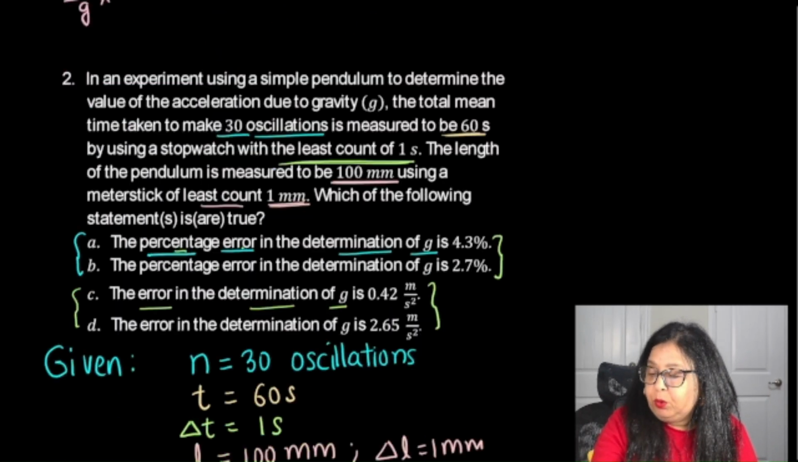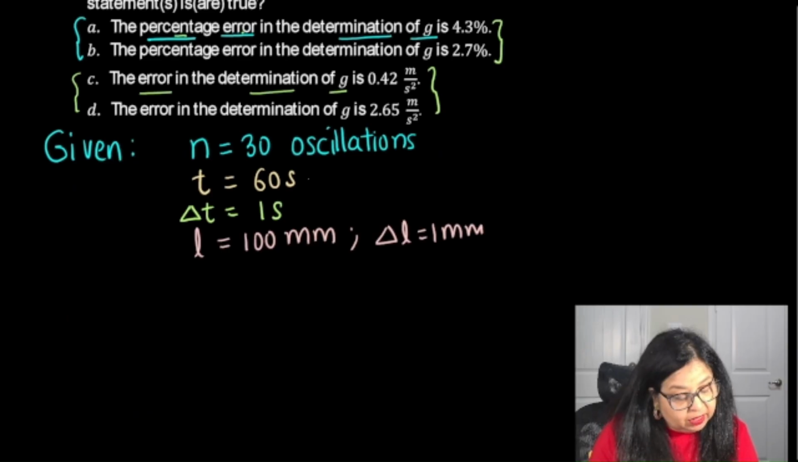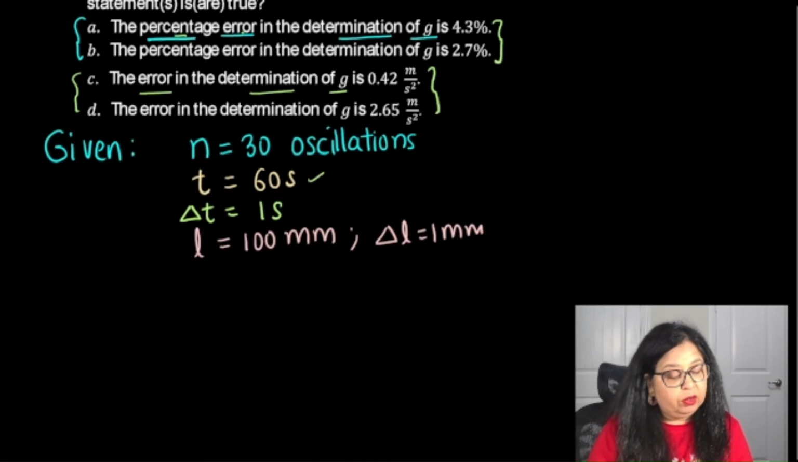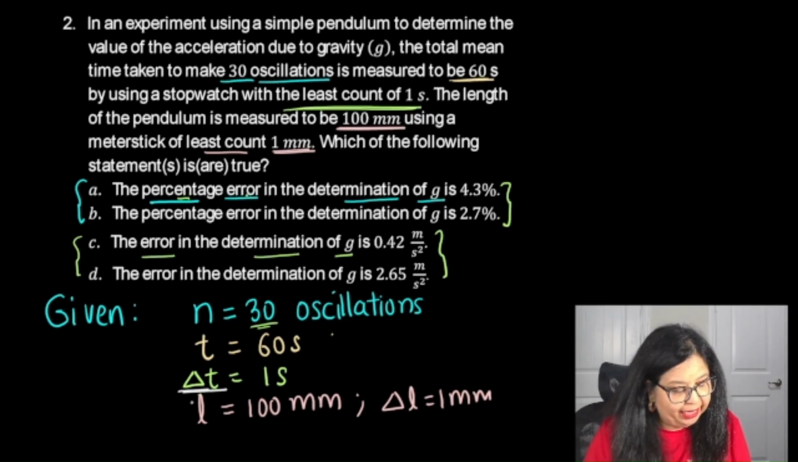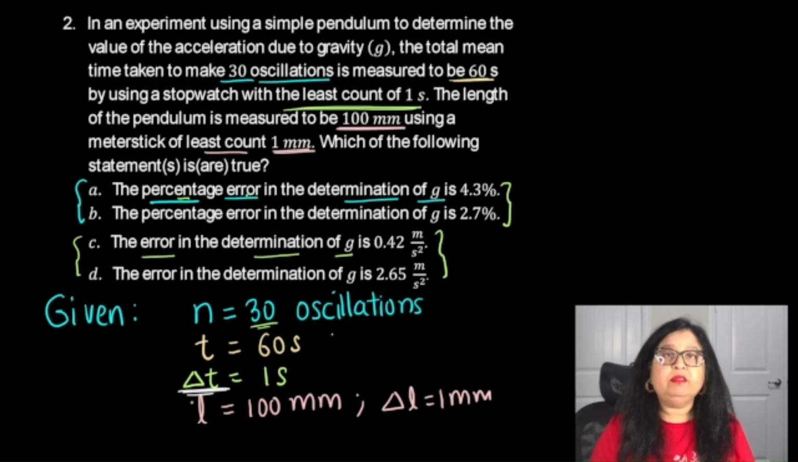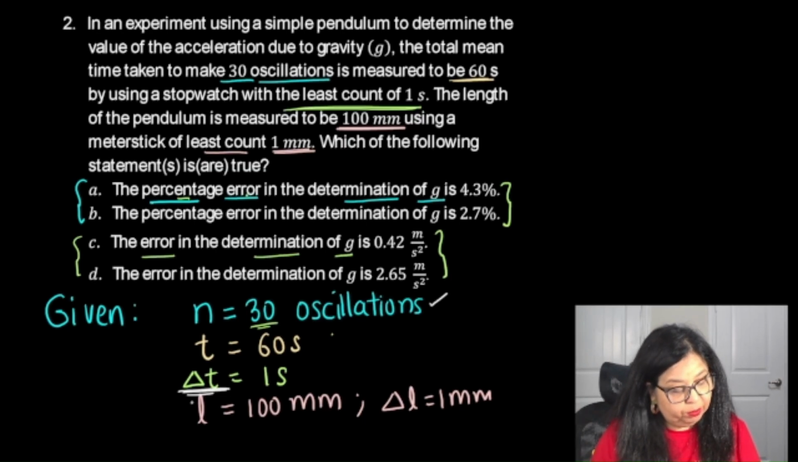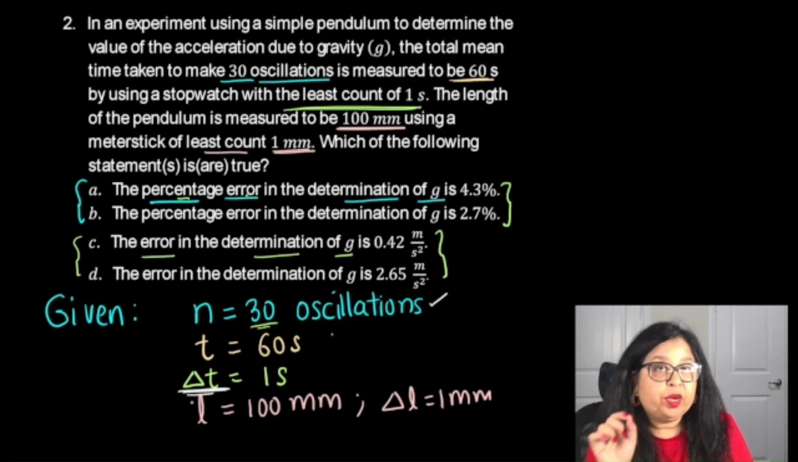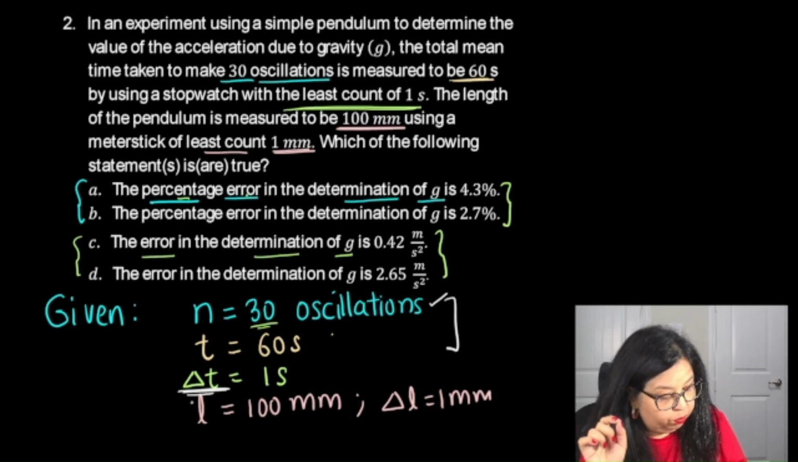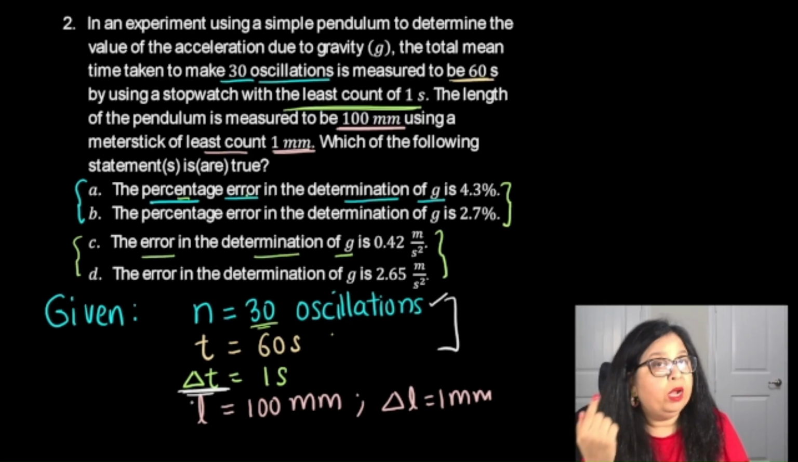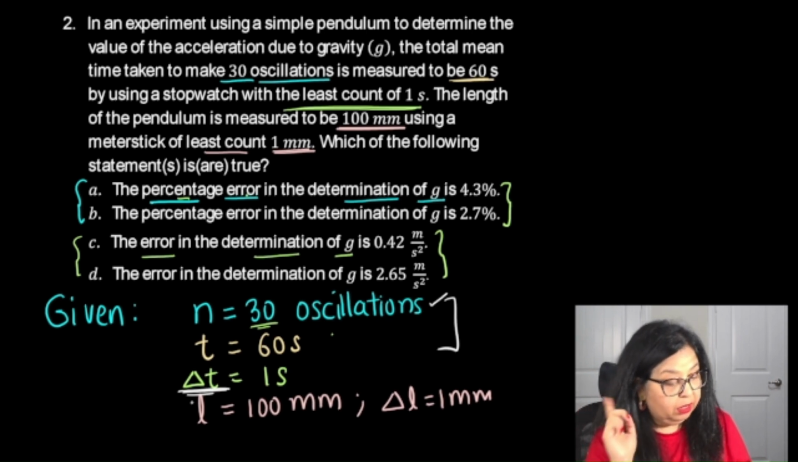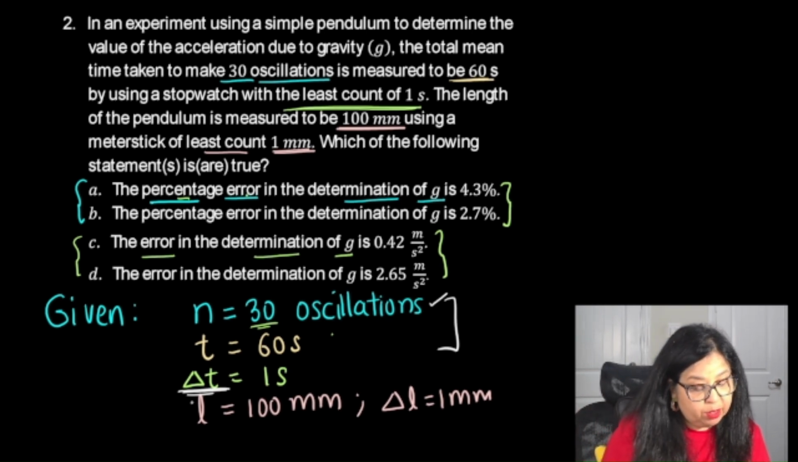But in this case, what we're given is this T, the time, complete time for 30 oscillations. This delta T over here, this is the uncertainty in the time for the stopwatch that is used to measure the time taken to make 30 oscillations. However, can we figure out uppercase T, the time period from what is given to us? Why do we need time period? Because we're asked to find the percentage error in the determination of G.